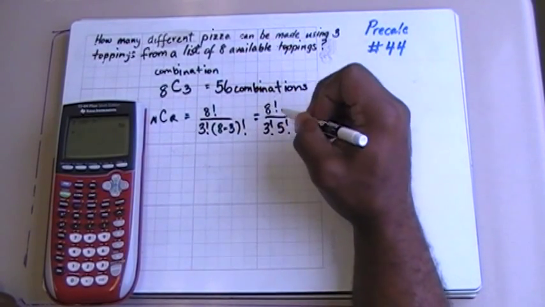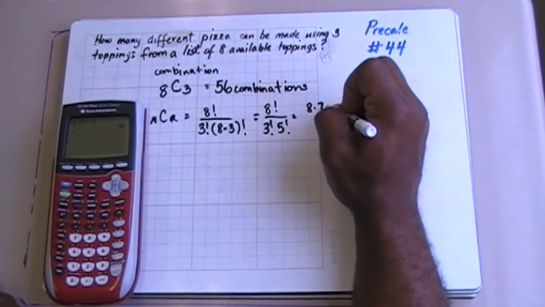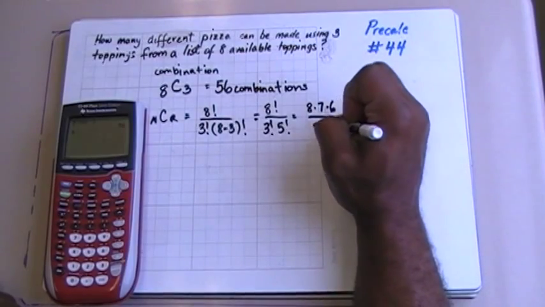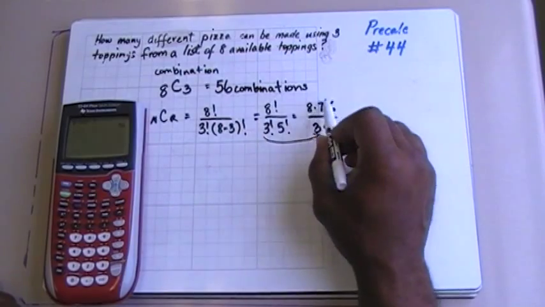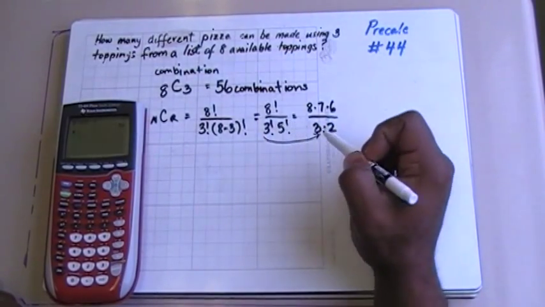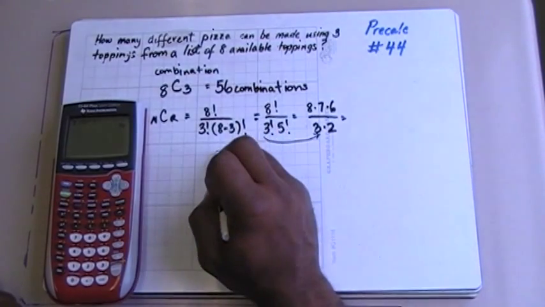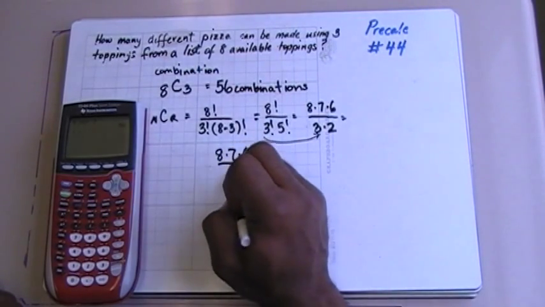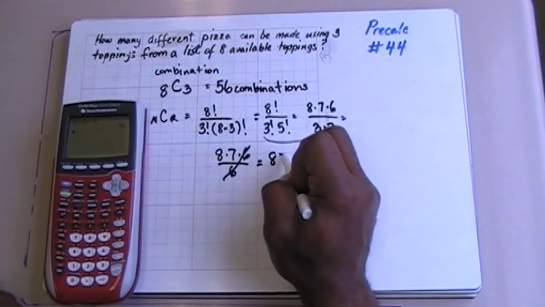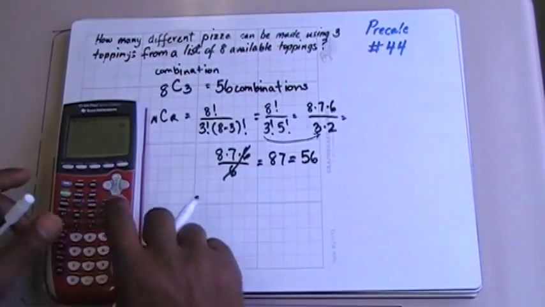Now the 8 and the 5, remember, that'll leave us with 8 times 7 times 6 over 3 times 2. The 3 times 2 is coming from here. The 8, 7, and 6 is what's left over after we cancel the 5 factorial. That's 8 times 7 times 6 over 6, where the 6 would cancel, and it's just 8 times 7, which is 56.